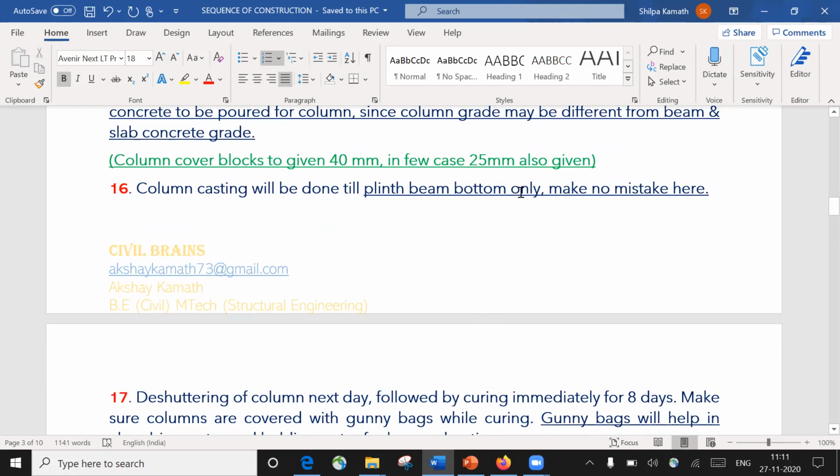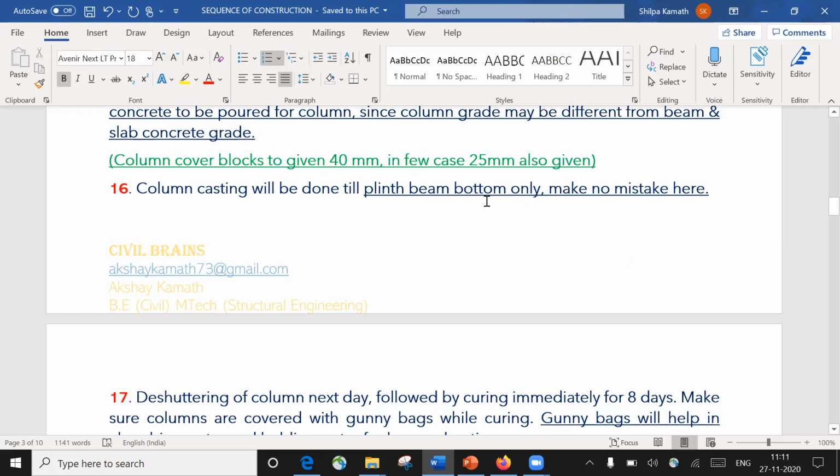Let us say you have a column of 3 meter, and there is a beam intersecting it, having a depth of 450. Now this particular column will be casted up to the beam bottom. So what you have to do: 3 meter minus 0.45 comes out to be 2.550, right? So this column will be casted only up to 2.550 meter height, so that the beam bottom will match the top of the column, and you can place your beam reinforcement over there.